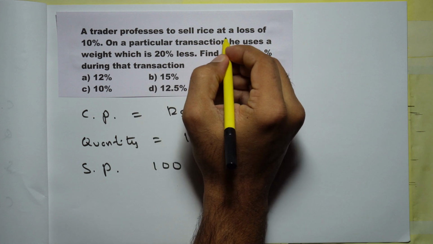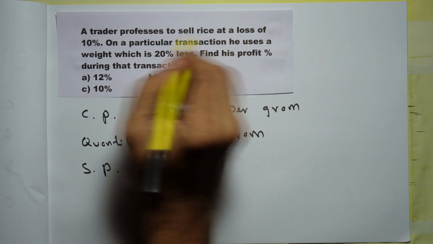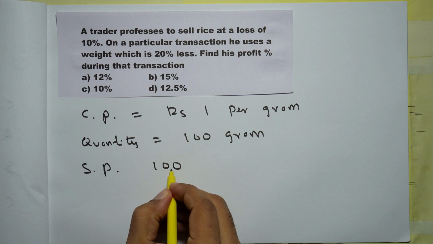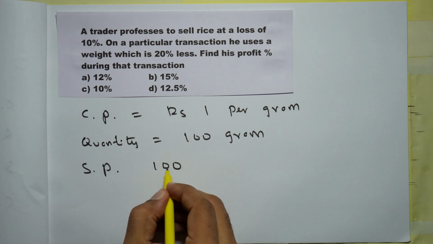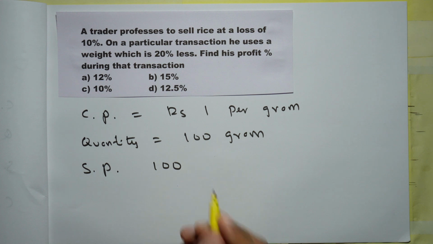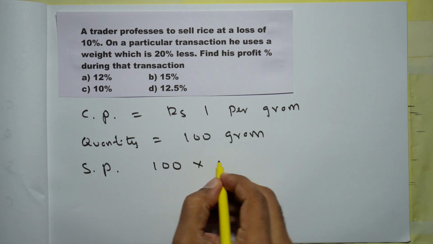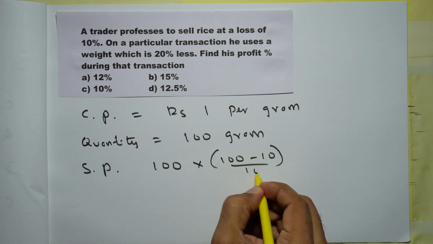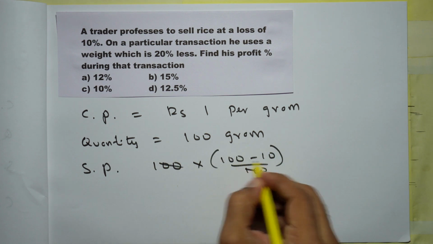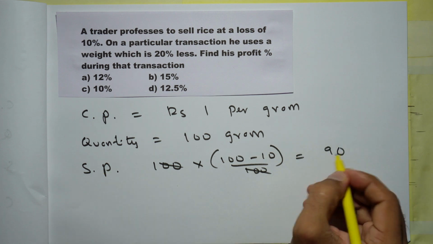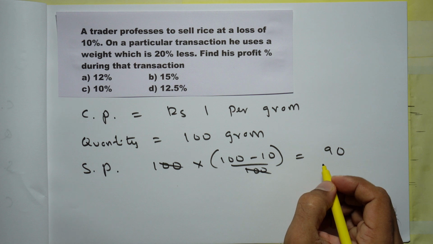But he is saying that he is selling it at a loss of 10%. At a loss of 10% means he should reduce this value by 10%. If you reduce the value by 10%, then there will be a 10% loss. So we'll reduce the value by 10%, 100 into (100 minus 10) by 100. 100 and 100 cancels out, 100 minus 10 you will get it as 90. So his actual selling price will be rupees 90.